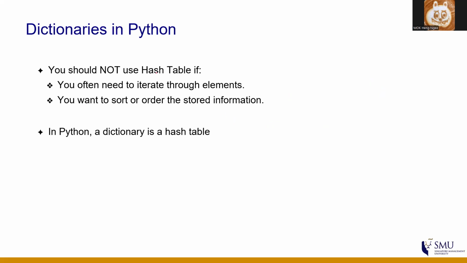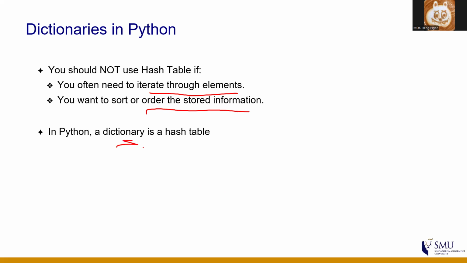Now, you should not use hash tables if you need to iterate through the elements frequently, using a for loop to go through the elements for whatever reason. In that case, you might want to store it in a normal 1D list instead. Or if you want to sort the stored information, it doesn't help with sorting. Hash tables are useful for looking up a key to find the corresponding value, because looking up the key is almost an O(1) operation, under normal circumstances, if there are very few collisions.